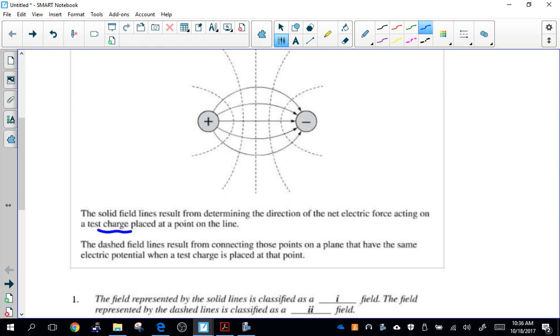It would be a positive charge, right? Because that's how we define the direction of the field. If we put a positive charge right there, it's going to move along that field line. It always experiences a force in the direction of the field, which is away from the positive and toward the negative. Now, the dashed field lines result from connecting those points on a plane that have the same electric potential when a test charge is placed at that point.